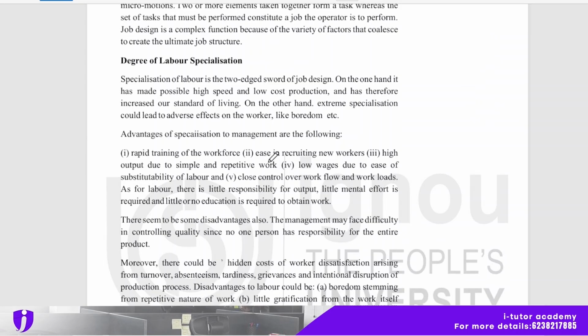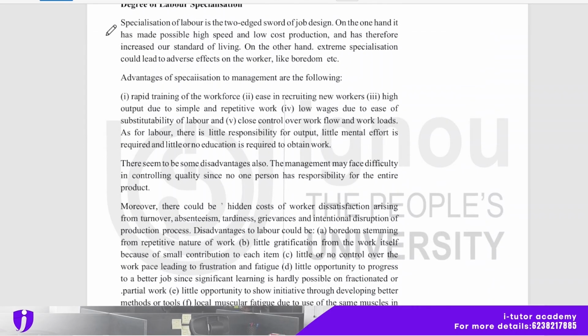And the degree of specialization of labor is a two-edged sword of job design. On the one hand, it has made possible high speed and low cost production, and that therefore increases our standard of living. On the other hand, extreme specialization could lead to adverse effects on the worker, like boredom, etc.